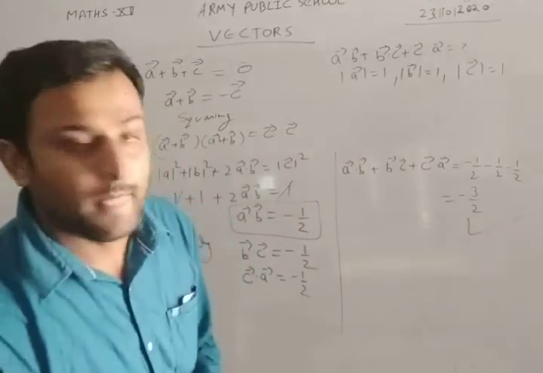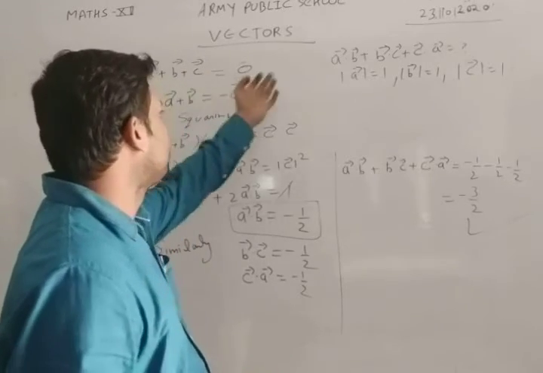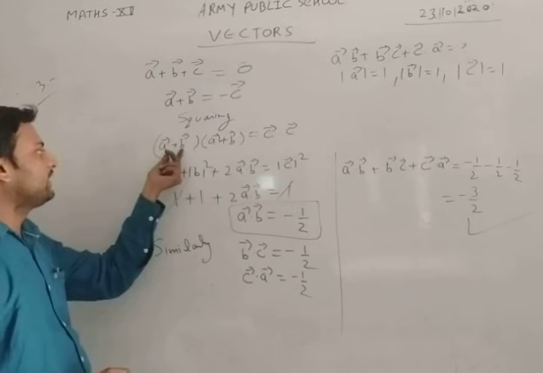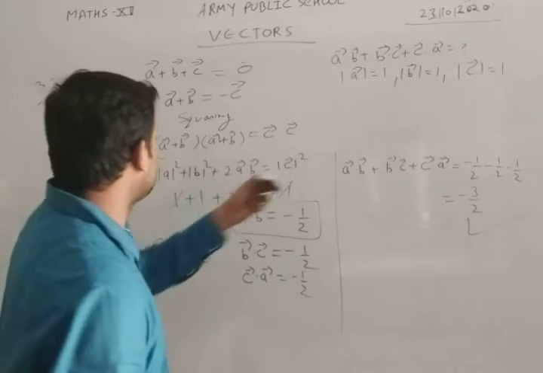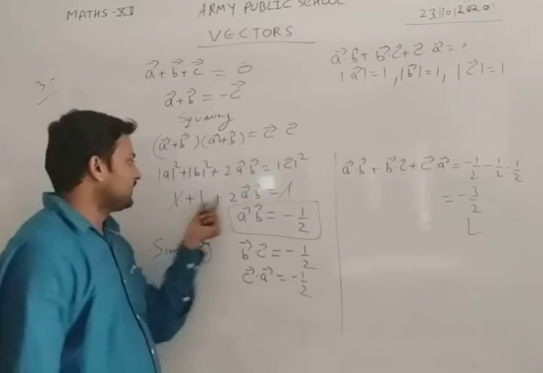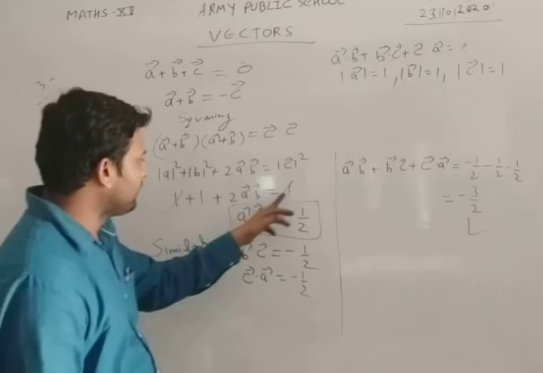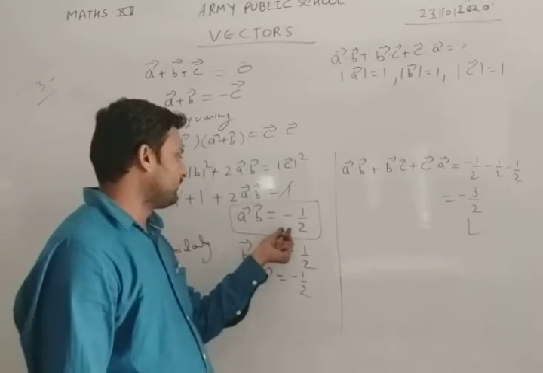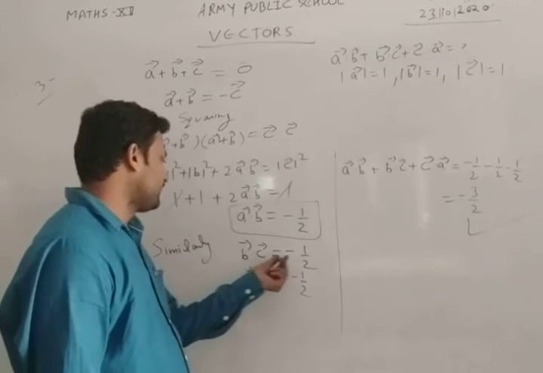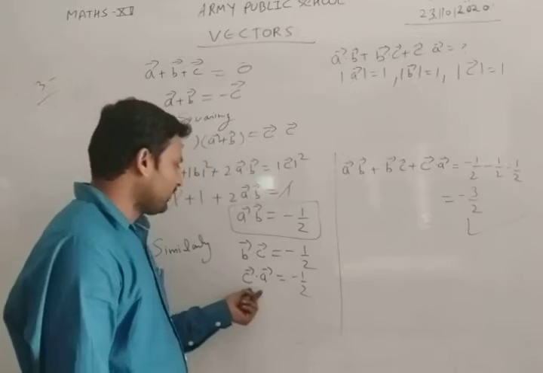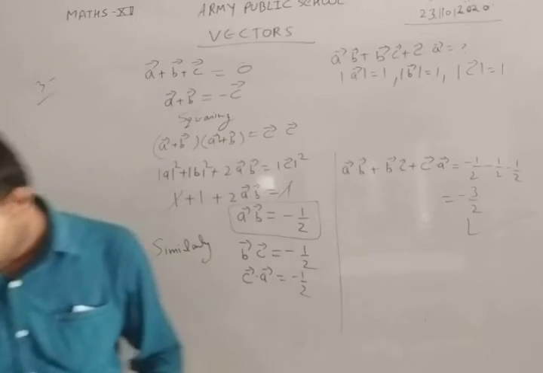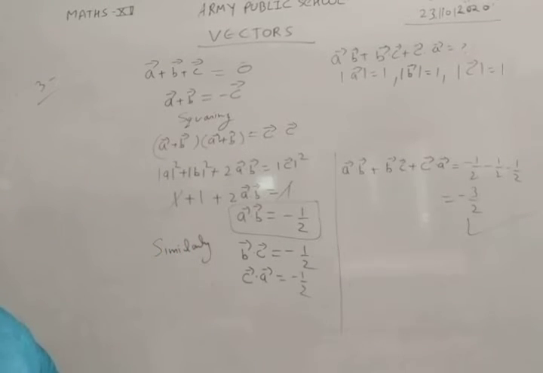What have we done? We are given A plus B plus C is equal to 0. So we send this C to the right hand side, and squaring, we get A square, B square, 2A dot B, and C square. So this will be cancelled. 1 plus 2A dot B is equal to... okay, so A dot B is equal to minus 1 by 2 we get. Similarly, B dot C is equal to minus 1 by 2, C dot A is equal to minus 1 by 2. Adding these three, we get minus 3 by 2. Now we will see the next question.